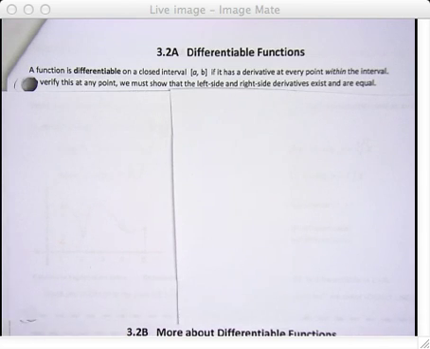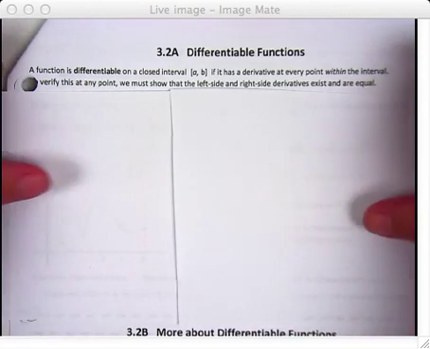Now again, derivatives are slope values, and the only slope value that is undefined is when you have a vertical line. So if ever you have a vertical tangent, then your derivative cannot exist.